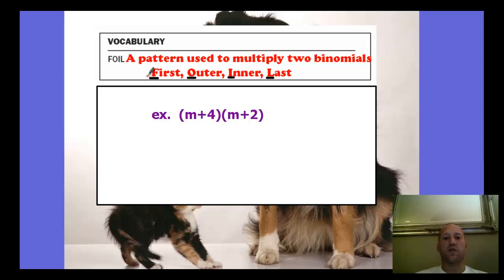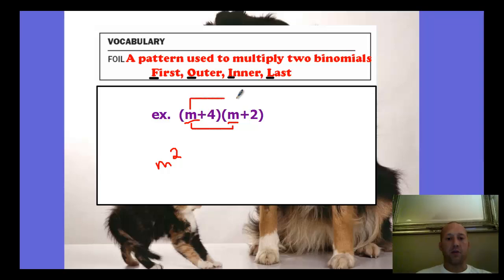Another kind of way, which is FOIL, you've probably seen this in the past, it's first, outer, inner, last. So the first term in each of the binomials is multiplied. So that's m squared. Then you have the outer, so the outermost terms, which would be 2m. Then you have the innermost two terms, 4m.